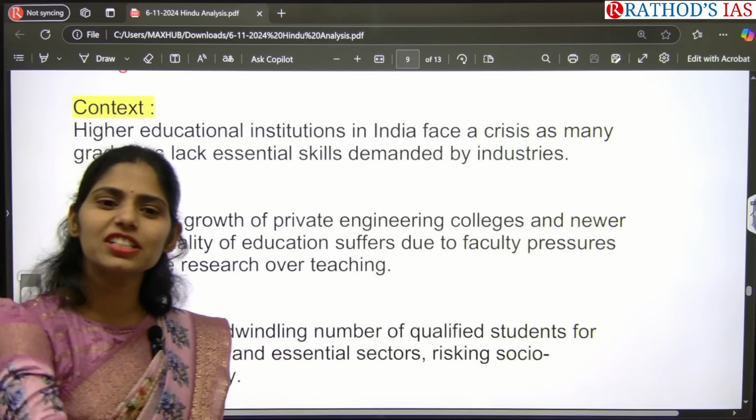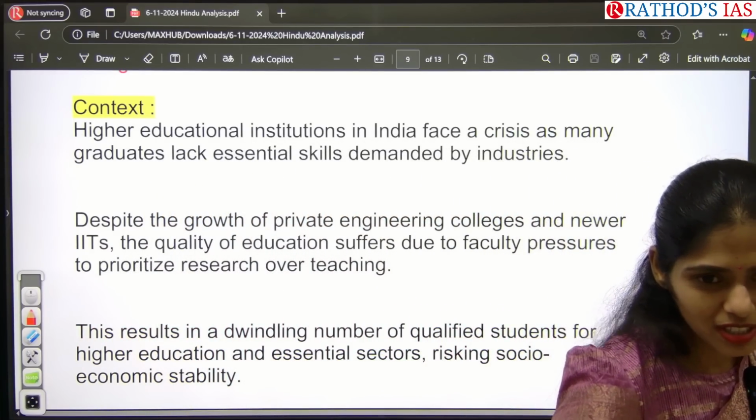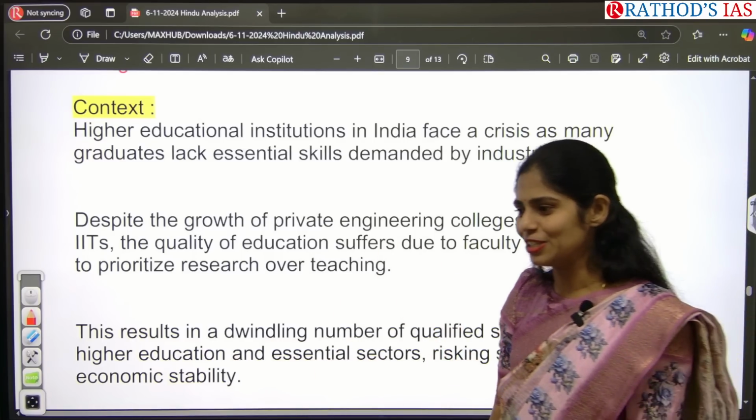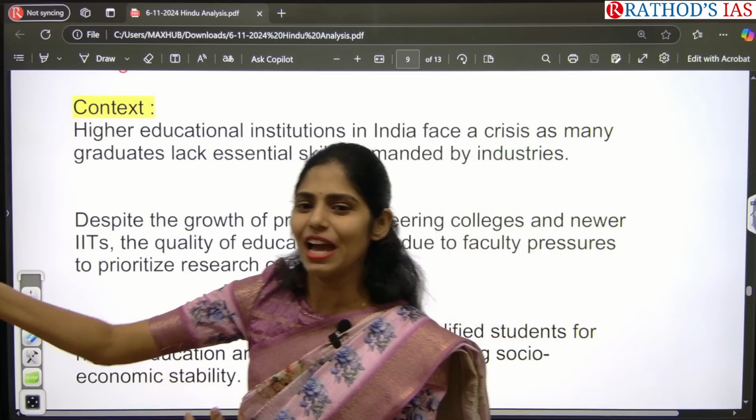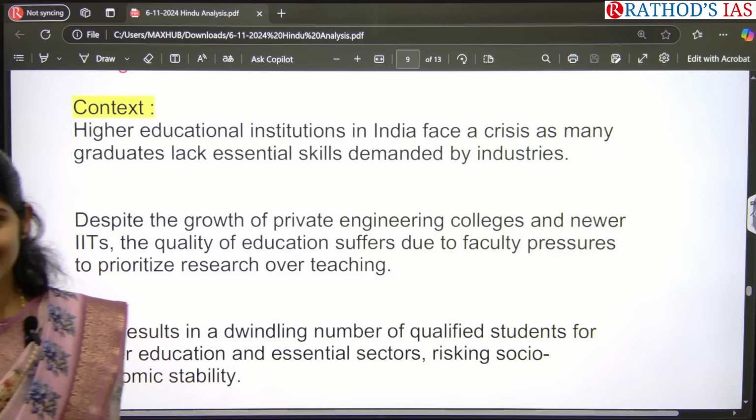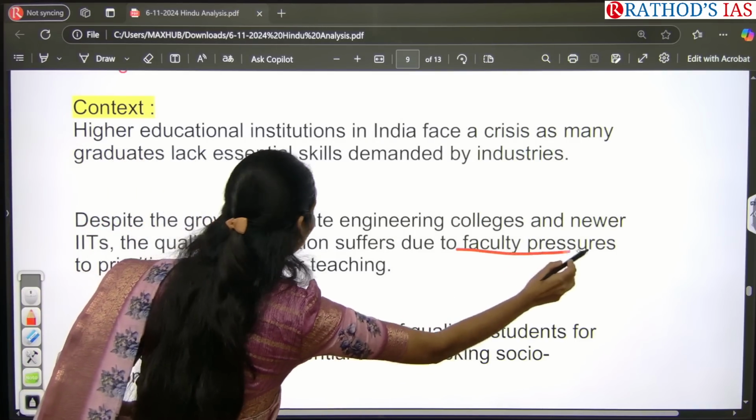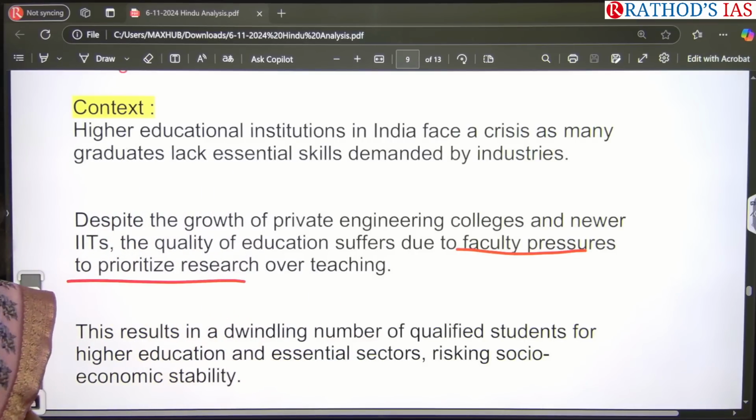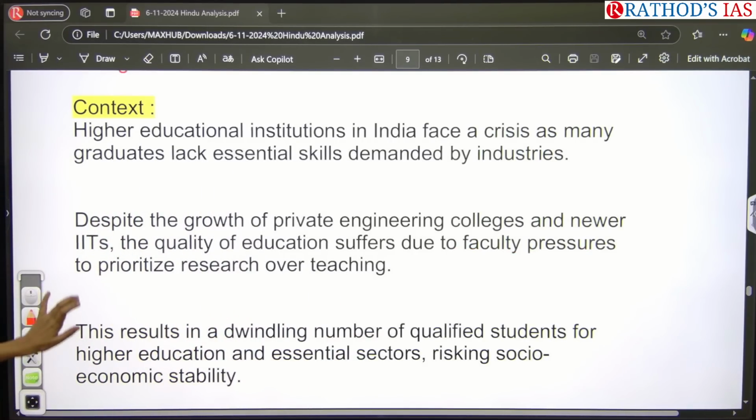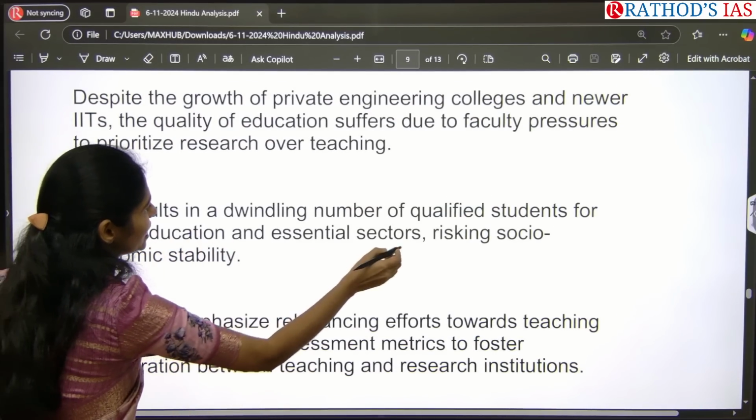Without teaching the basic concepts, can students focus on research and development? If they do not know the basic concepts, and we take them to the lab and ask them to do something, what will they do there? So it is one important problem that we are having. There is increasing faculty pressure to prioritize research over teaching. This results in fewer qualified students for higher education essential sectors.